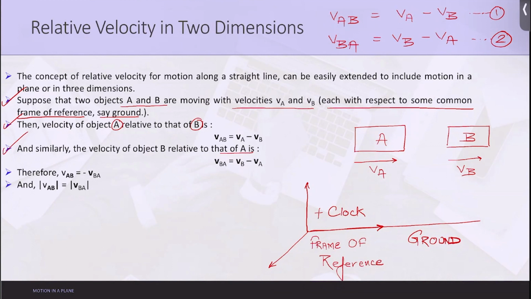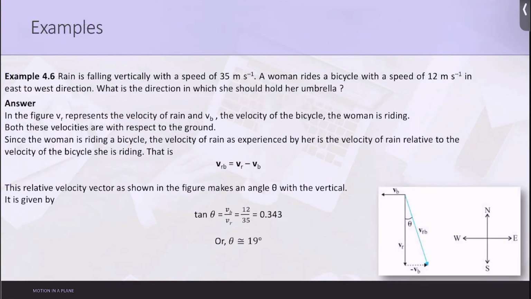Therefore, velocity VAB is equal to minus VBA. Quite evident, you can see from these two equations that velocity VAB is equal to minus velocity VBA. And therefore the magnitude of VAB is equal to the magnitude of VBA. So this is quite evident: when the direction is reversed for both these vectors, the magnitude is the same.